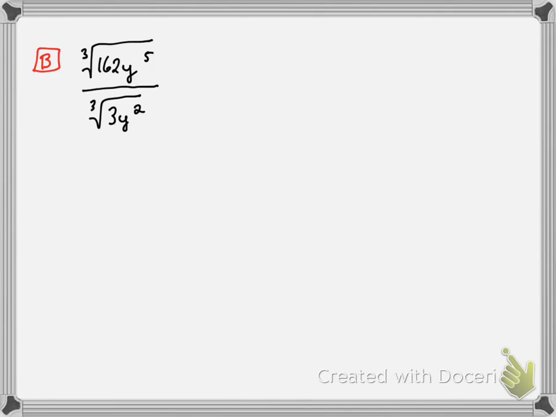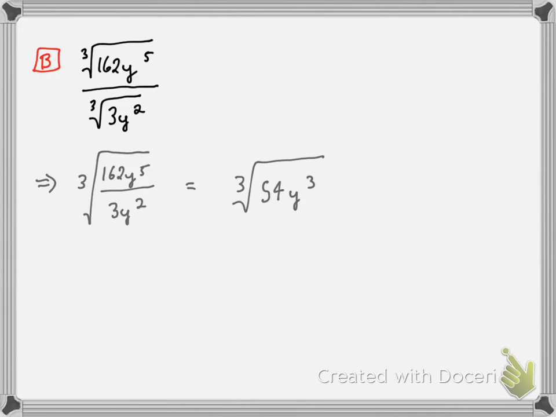In this next example, we're going to take the cube root of 162y to the 5th power all over the cube root of 3y to the 2nd power. Same thing here, since these are both being taken to the cube root, I can put it all under one big radical sign. Now I'm going to divide everything separately. 162 over 3 will give me 54. Y to the 5th over y to the 2nd will leave me with y to the 3rd. So now I have the cube root of 54y to the 3rd power.